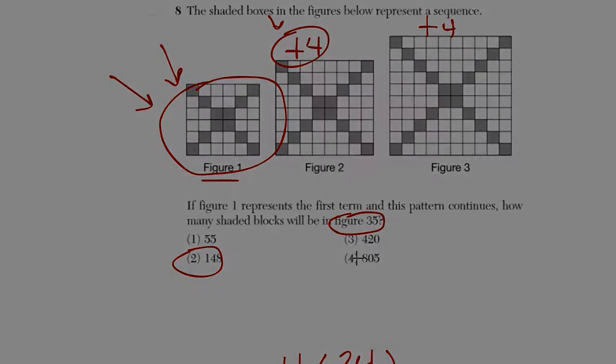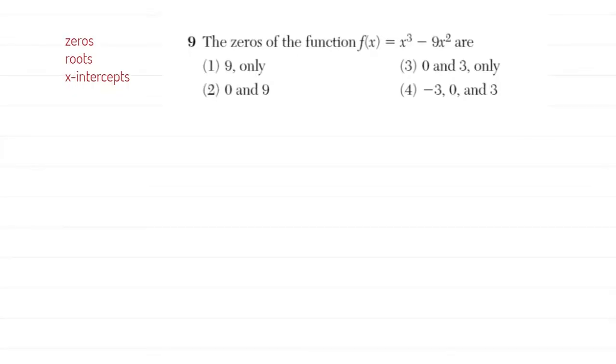Okay, so in this particular problem, they're asking us to find the zeros of the function. I went ahead and wrote these 3 different words up here: zeros, roots, and x-intercepts. They all mean exactly the same thing. So you will see them. I want you to be comfortable with what they mean. They're all synonymous.